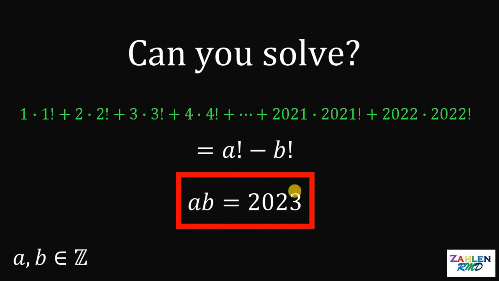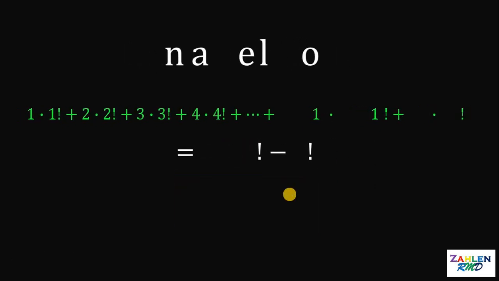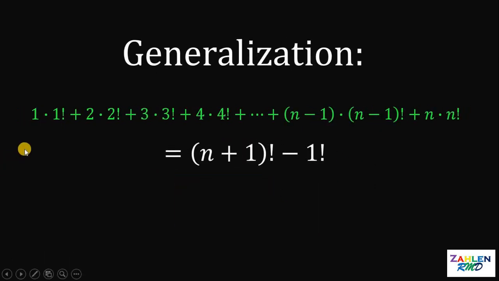Now, we can generalize this question. It looks something like this. If we have 1 times 1 factorial plus 2 times 2 factorial plus 3 times 3 factorial all the way up to n times n factorial, this is equivalent to n plus 1 factorial minus 1 factorial. And as always, we are done.